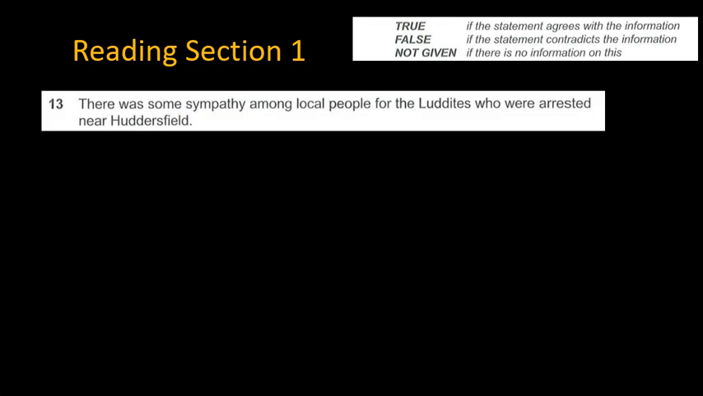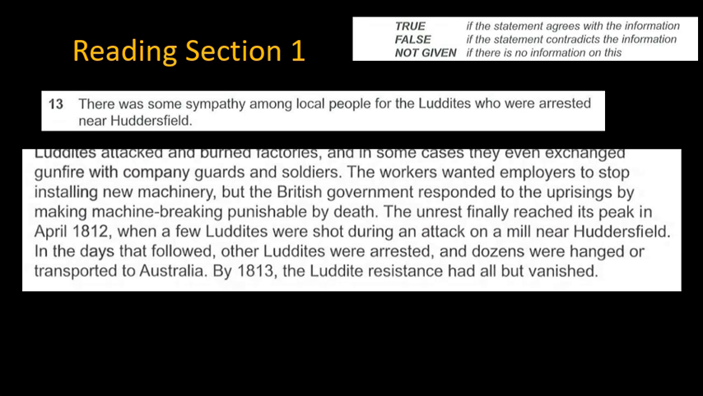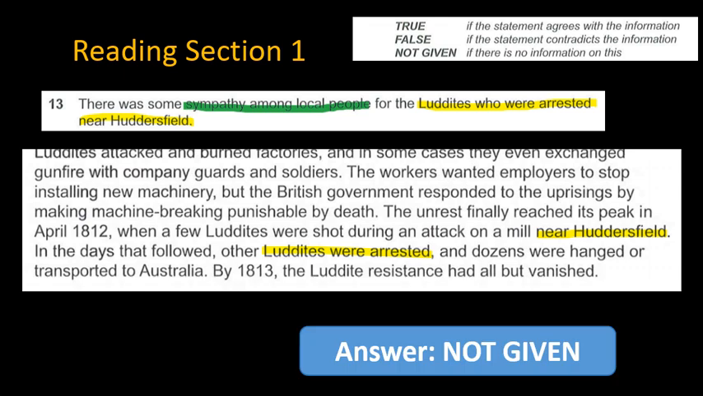Thought it would be. And number 13. There was some sympathy among local people for the Luddites who were arrested near Huddersfield. So Luddites and Huddersfield, keywords there, and that helps us to find the right section of the reading passage. Okay, so that's in yellow. But sympathy among local people, there's no information there about people's opinions on the arrests. There may have been some sympathy, we just don't know. So, not given is the answer for number 13.